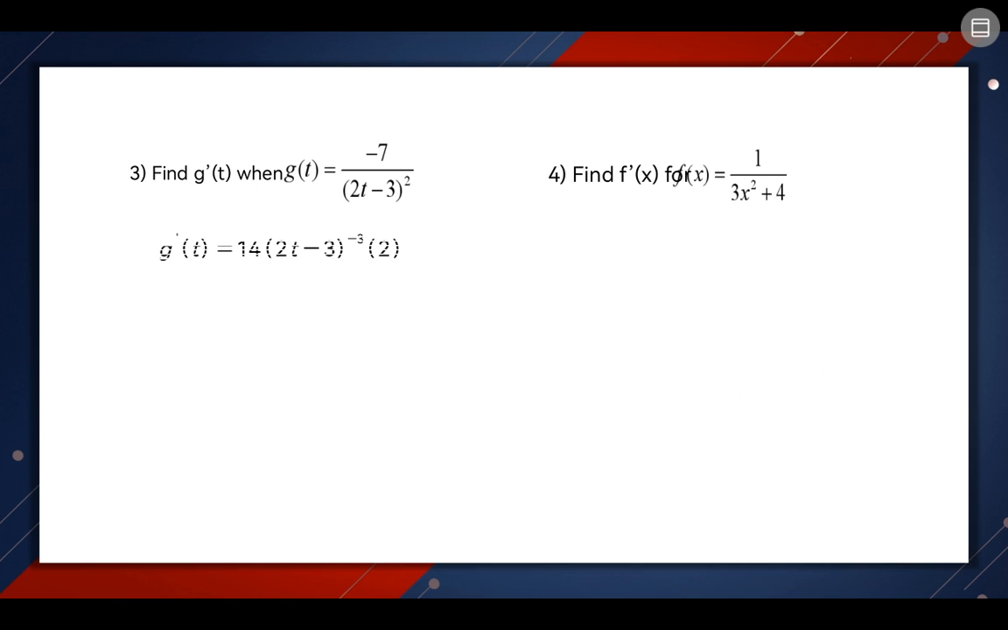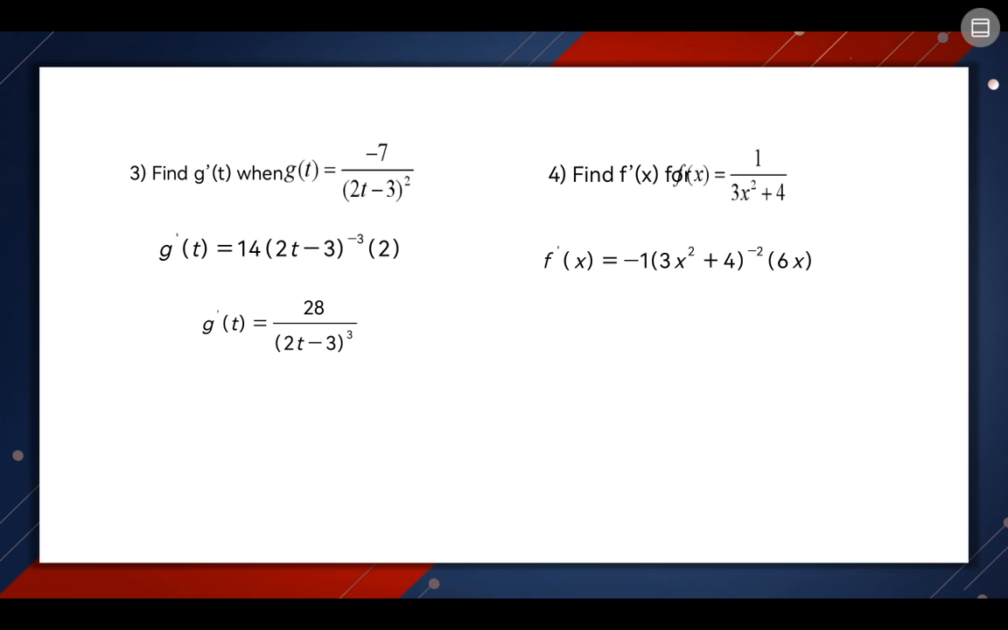Okay, the third question and the fourth question are the same as the last two questions. As the teacher said, the derivative of g(t) is equal to 28 over (2t minus 3) to the power 3.